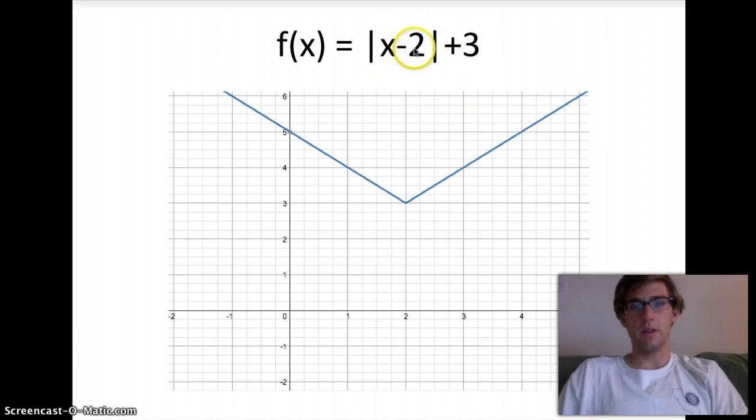So again, we subtracted 2 from the input, which means it was moved 2 to the right, and added 3 to the entire function, which means it's moved 3 up. So we have that same sloped V, just moved 2 to the right and 3 up. So focusing on an equation like this and being able to shift it around is what we're going to talk about this week.